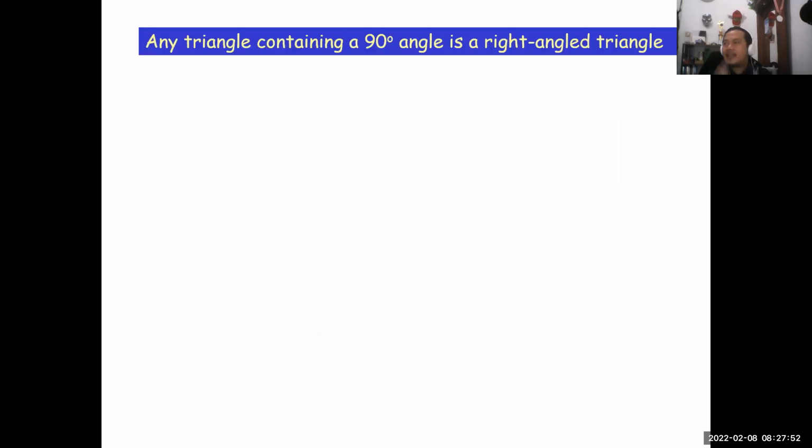Okay, so nah ini ngomongin Danisha tadi. Danisha ngomong siku-siku. Thank you, Danisha. Okay, so any triangle containing a 90-degree angle is a right triangle. So I believe you know that because we have already learned that previously in angles.